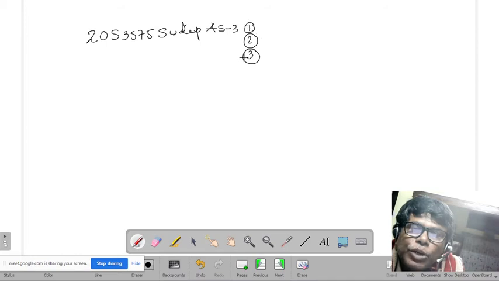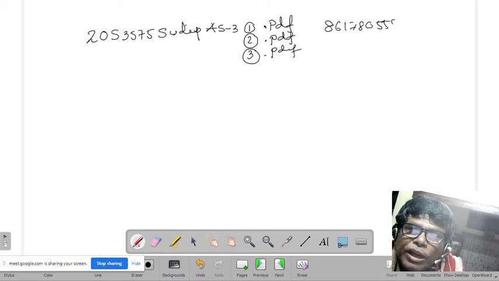You put it here and then save it in PDF format, and then send it to me. First page, then second page, then third page. If you can send it in a single PDF file, it's okay. Then attach it and send it to my number 8617805590.